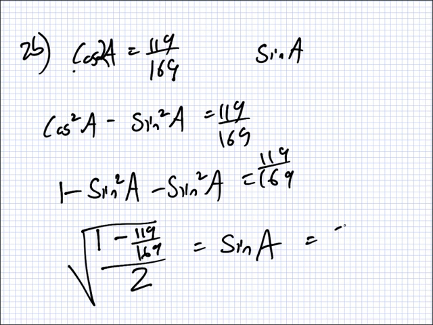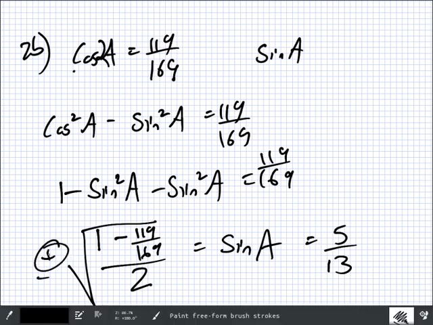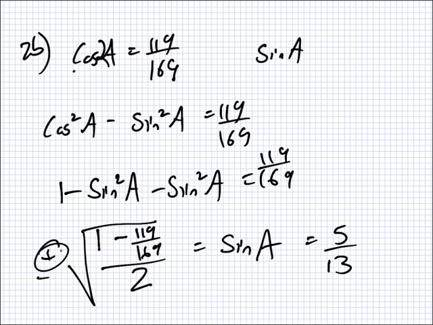Which is 5 over 13. Yeah? Oh, you have plus or minus here, but we take the plus because it's acute. Alright, well that's easy. We'll do one more example.